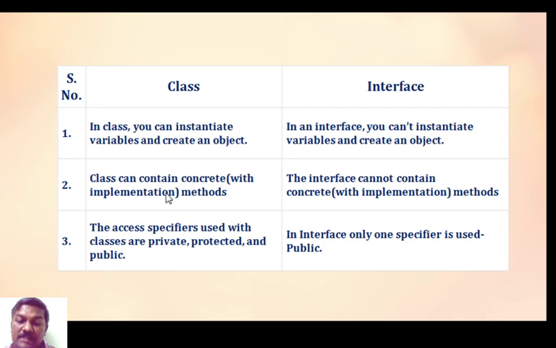The third difference is the access specifiers. A class may have four types of access specifiers. They are private, public, protected and default. Whereas in an interface, only one specifier is used, called public. So this is the third difference between classes and interfaces.